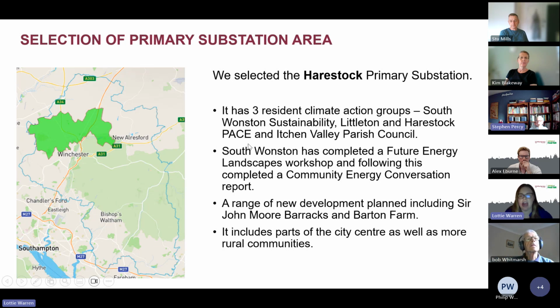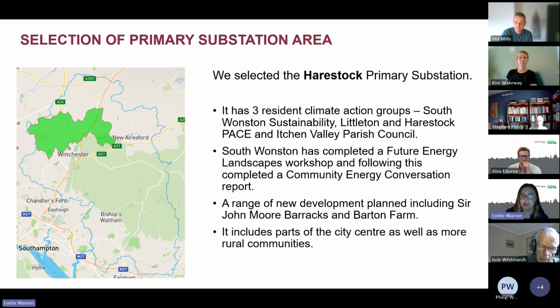Now we chose Harestock because it has 3 climate action groups. So that's South Wonston Sustainability, Littleton and Harestock PACE, as well as Itchen Valley Parish Council. And then one of the communities has also completed a future energy landscapes workshop and took that further and completed a community energy conversations report. So we thought this was a great way to kick off this project with people that are already engaged.